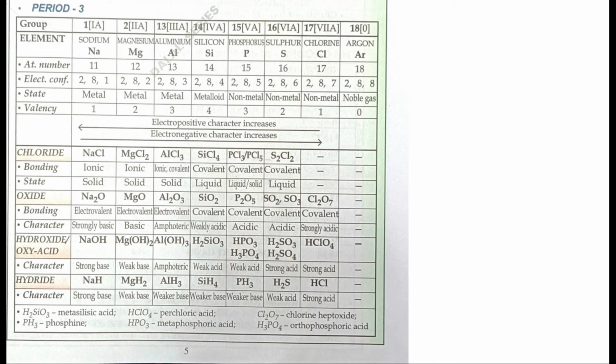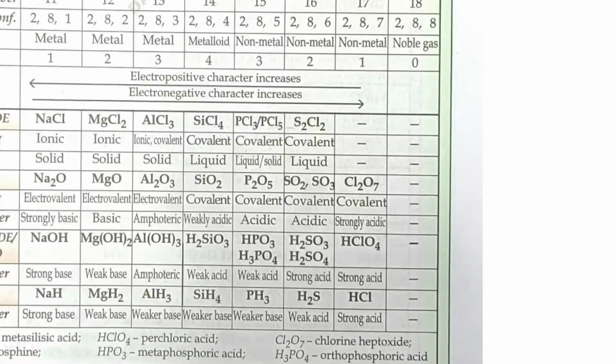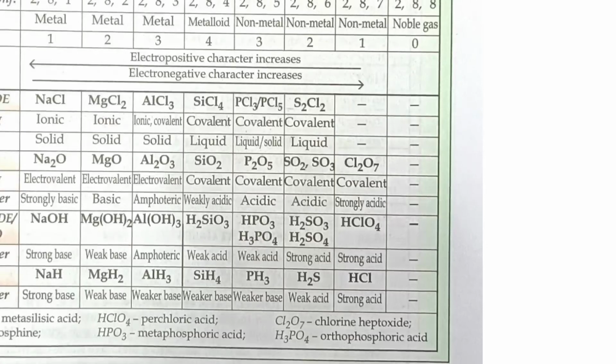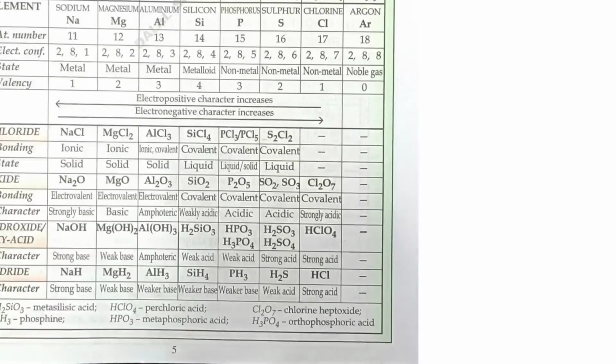Then states are given, and their oxides are also given. Oxides are also written depending upon their valency and oxidation state. Bonding: electrovalent for the first 3. Electrovalent means ionic only, and for the next, covalent character increases, therefore bonding is covalent. Then basicity decreases from left to right, acidity increases.